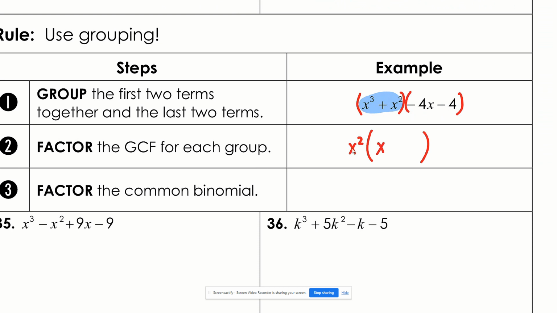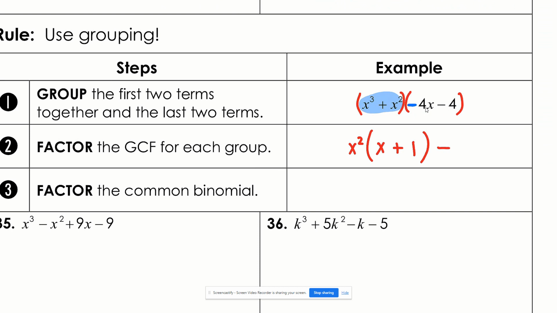Positive x squared divided by positive x squared is positive 1. So inside that parentheses, when I pulled the GCF out, I was left with x plus 1. Now go to the second group. And here's the first rule I want you to remember. Whatever this sign is, if that's a minus or if it's a plus, whatever that sign is has to be the sign that you use.